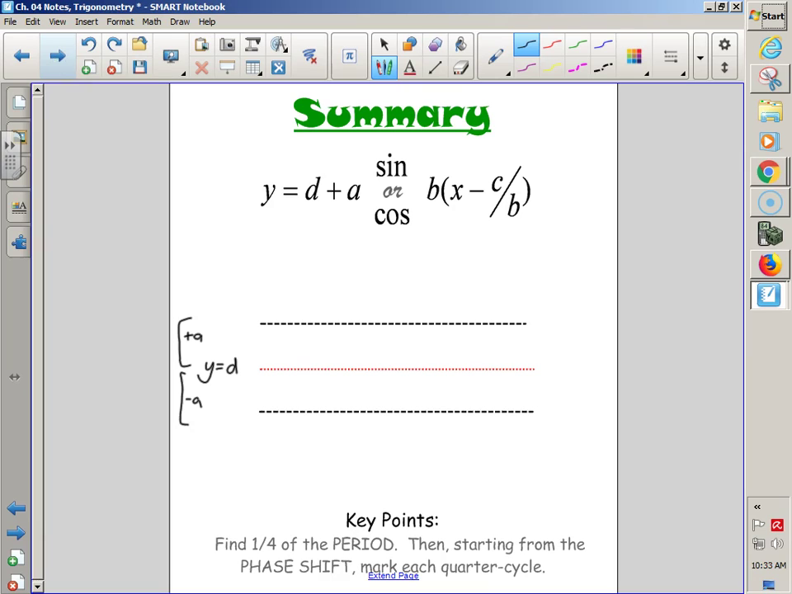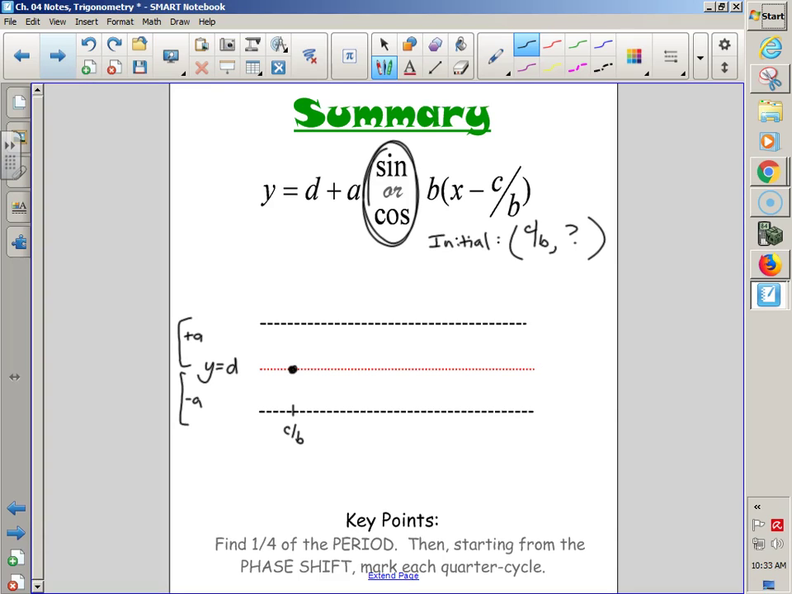Use the C over B and whoever you have to make your initial point with the C over B. You're going to have to figure out middle or top or bottom. Once you have your initial point, let's say it was a sine and it's in the middle, we're putting it at C over B, wherever that is.